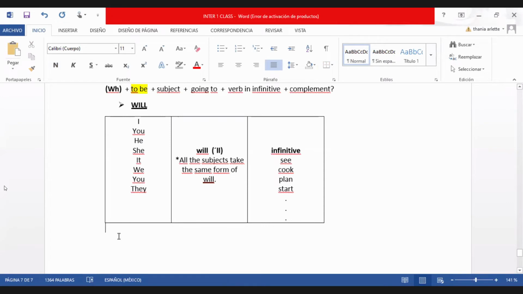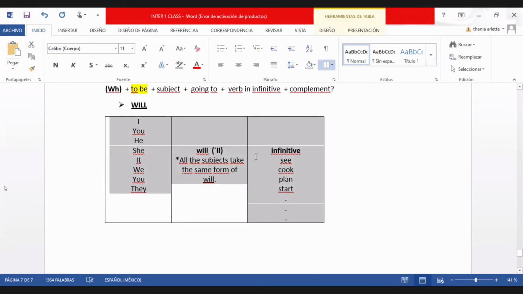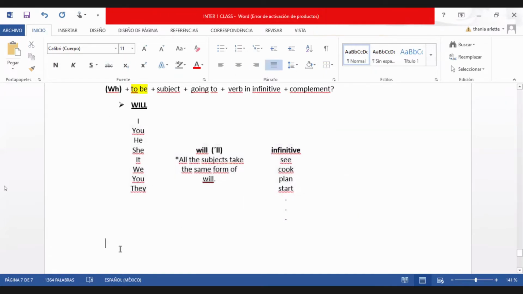Okay, in a moment, I am going to let you take the screenshot. Just let me write some examples. Okay, let's see some examples. That is for affirmative. In a moment, we are going to see the negative. Let's start with the affirmatives first.